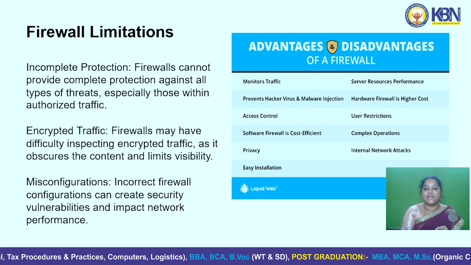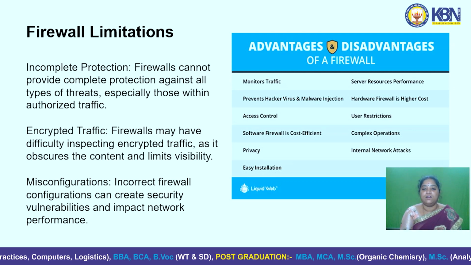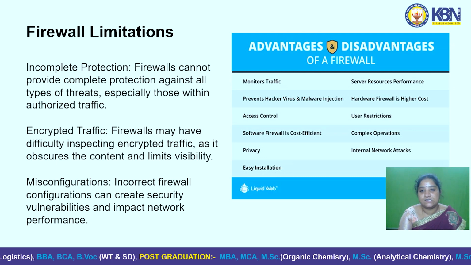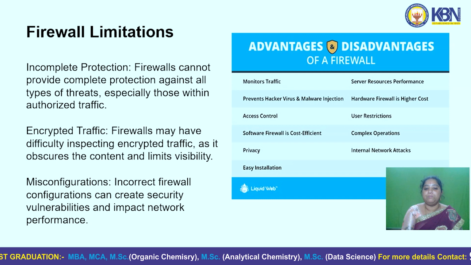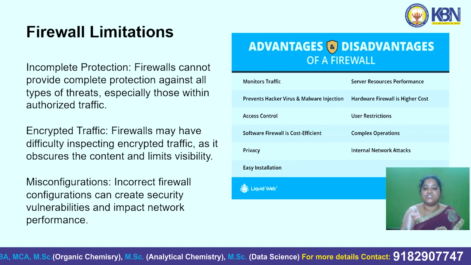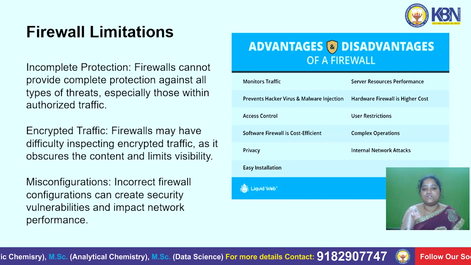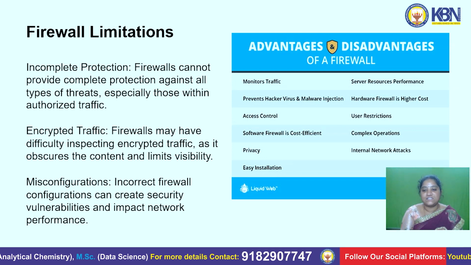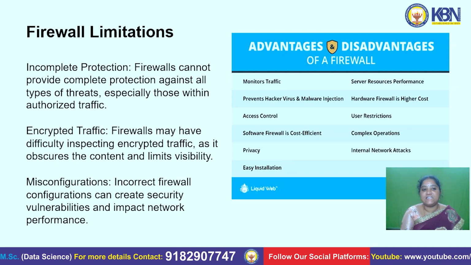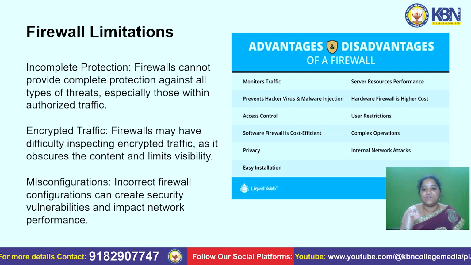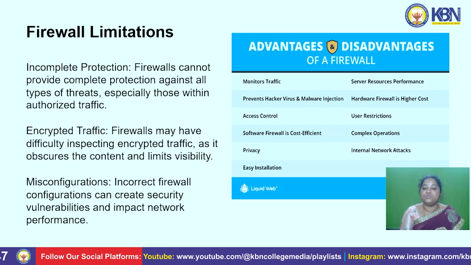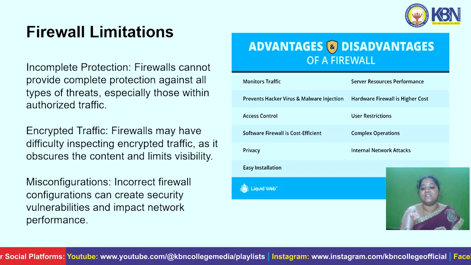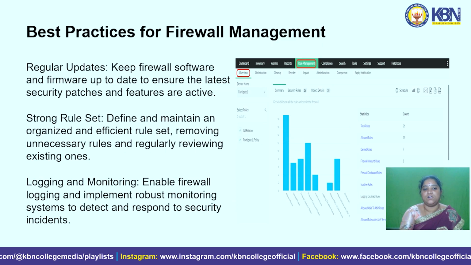So in this small image we can see the advantages and disadvantages of a firewall. In the advantages: it monitors traffic, prevents hackers, virus and malware injections, and provides access control. A software firewall is cost efficient, with privacy, easy installation, and server resources performance. A hardware firewall has higher cost and user restrictions, complex operations, and internet network attacks. These are the disadvantages of firewalls.